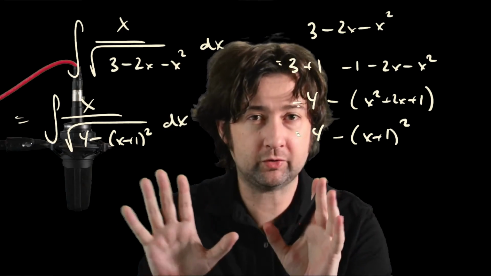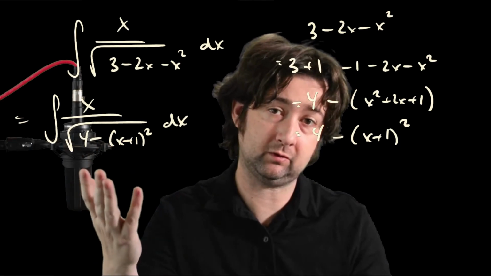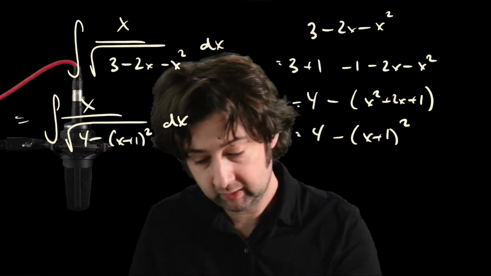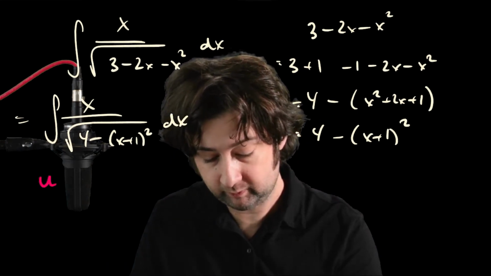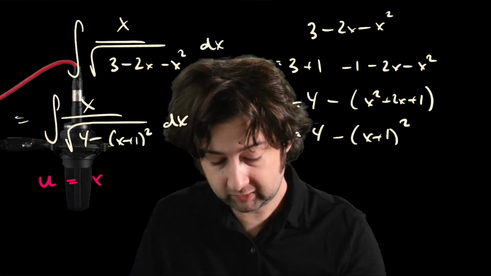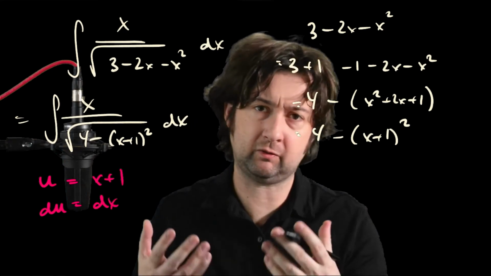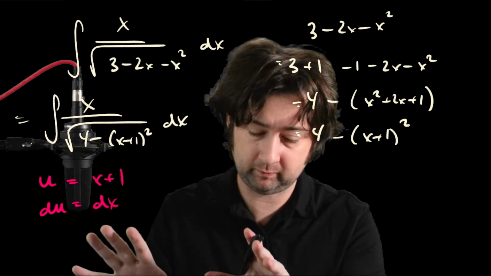And we can almost use a trig substitution. Almost. To me, this looks like an inverse sine substitution. But we have this 1 in here we've got to get rid of. So I'm going to do a preparatory step where I'm going to let u be equal to x plus 1 so that du is equal to dx. So this is just a really straightforward u substitution that I'm using to prepare the problem.